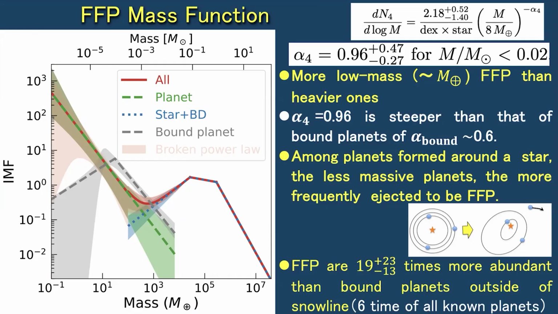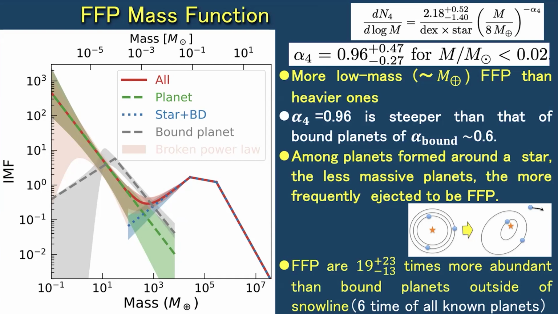And if we fit this bound planet by single power law, we get the power law index of the 0.6. And this, our new result for the FFP is 0.96, is steeper than this power law index of 0.6. That's indicating the preferring the scenario of these planets formed around the stars originally, and then less massive objects are more likely ejected as a FFP.